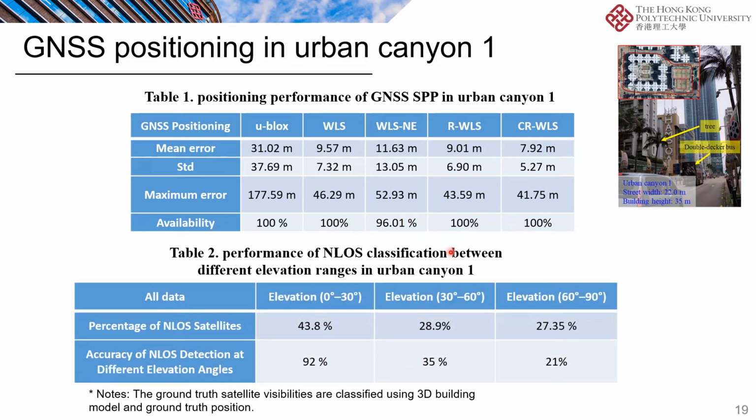And what about the NLOS classification? Here are the different elevation ranges for the satellites, and here is the percentage of NLOS. We get the ground truth satellite visibility using the 3D building model and ground truth. We can find for this range, we got 92% accuracy, and 35% accuracy for error detection, 21% for this range.